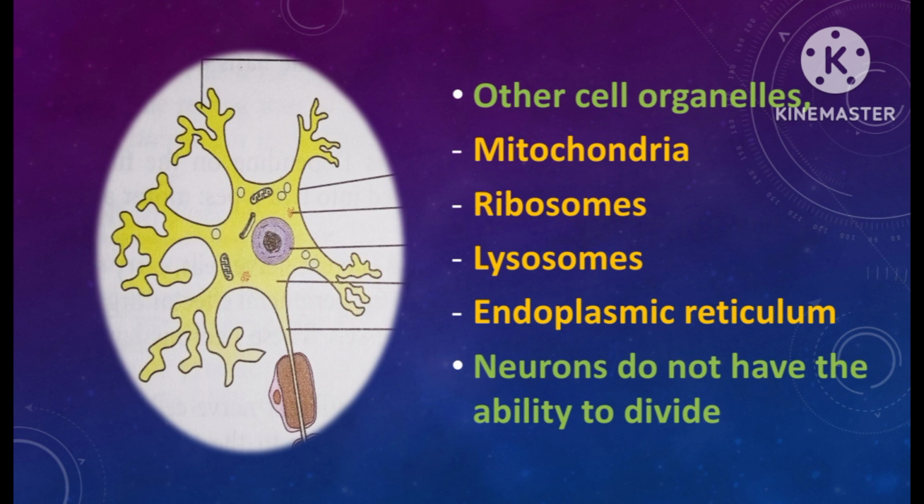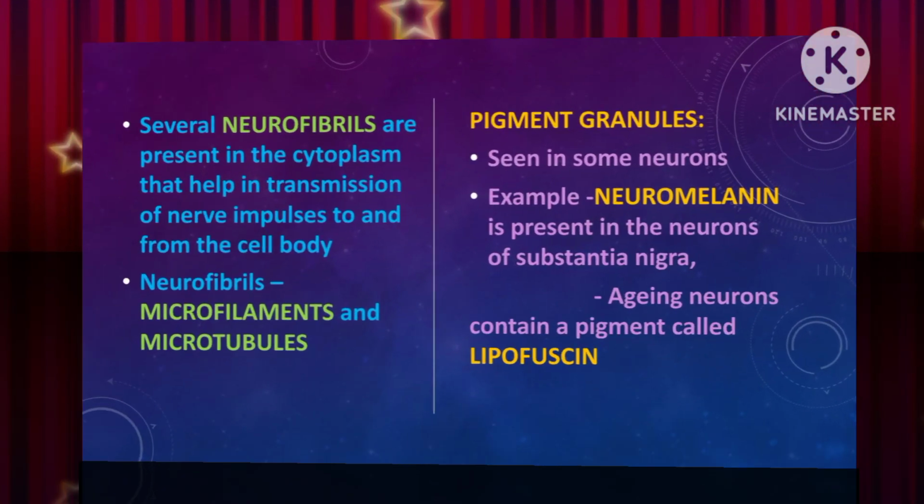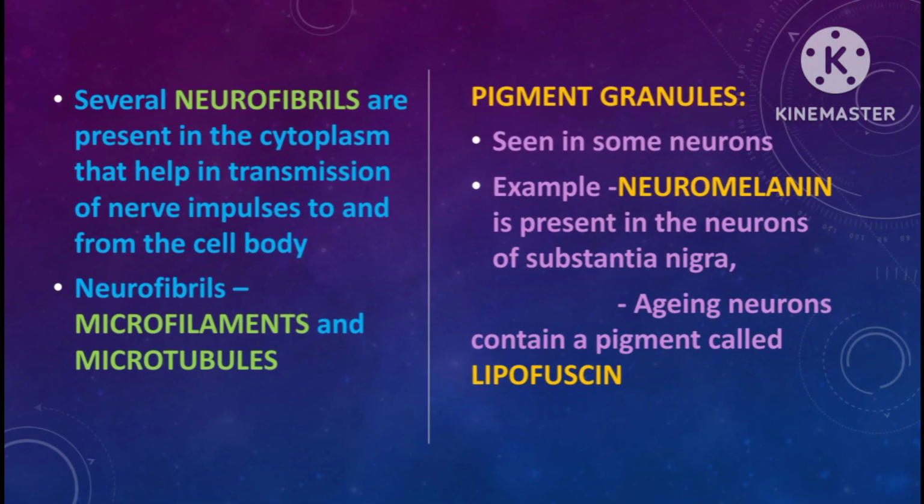Not only this, some cell organelles are also present, like mitochondria, ribosomes, lysosomes, endoplasmic reticulum. Neurons do not have the ability to divide. Several neurofibrils are present in the cytoplasm that help in the transmission of nerve impulses to and from the body. What are these neurofibrils? They are composed of microfilaments and microtubules.